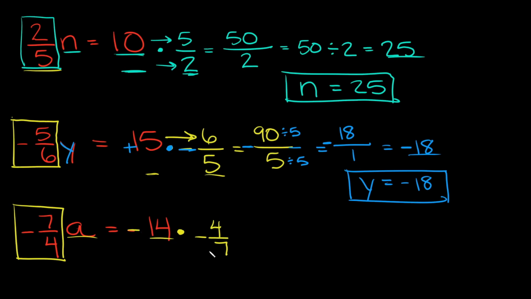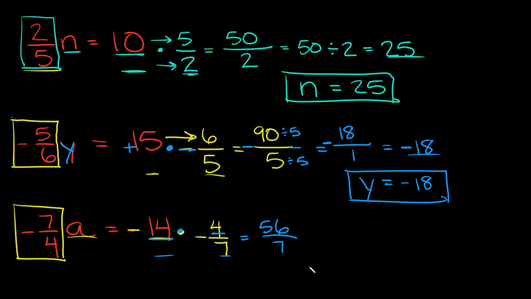And then again, we're multiplying by negative 14. Okay, so now we're simply going to multiply straight across. So on top, we have 14 times 4, and that is equal to 56. And that's going to go over, well, we don't have anything in the denominator here, but we have a 7 right here, so we'll keep the 7. So we have 56 over 7.